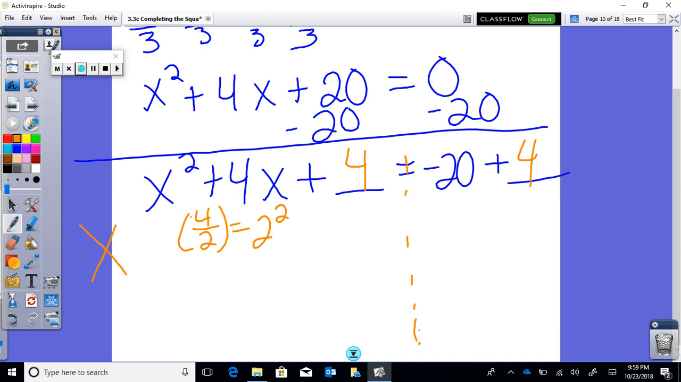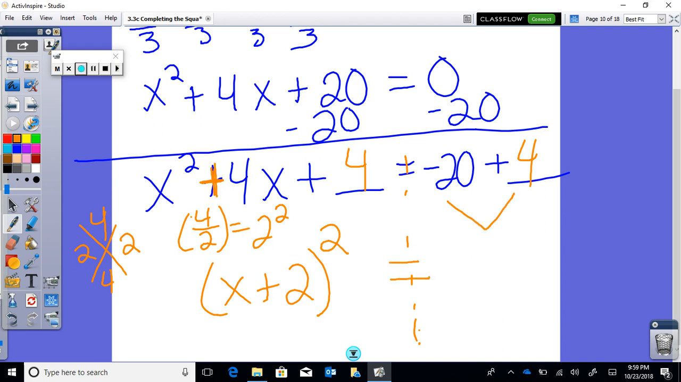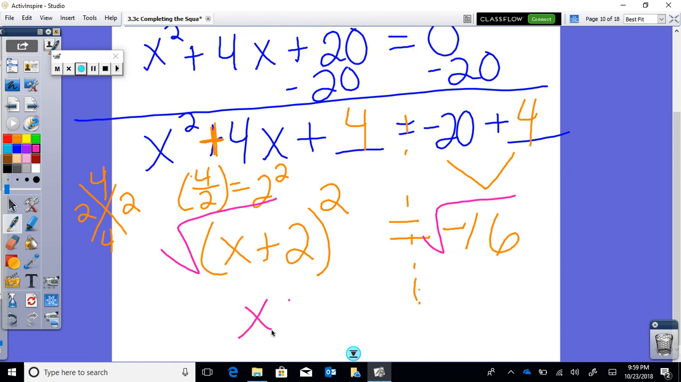Factor the left side here. Factors of 4 that add up to 4, that's the 2 and 2 again. It's positive here, so it's positive in your factors. So x plus 2 times x plus 2, or x plus 2 squared. Now, combining like terms over here, negative 20 plus 4 is negative 16. So when I square root both sides, I'm going to end up with x plus 2 equals, remember that the square root of 16 is plus and minus 4. The square root of negative 16 is plus and minus imaginary 4, or 4i.